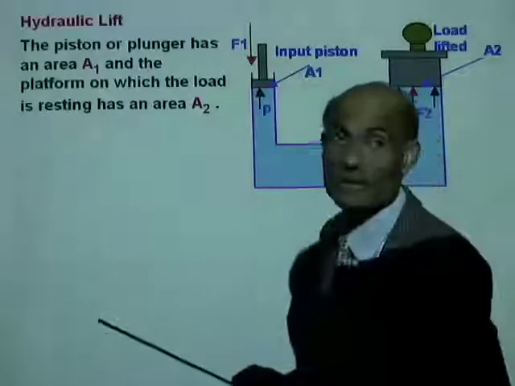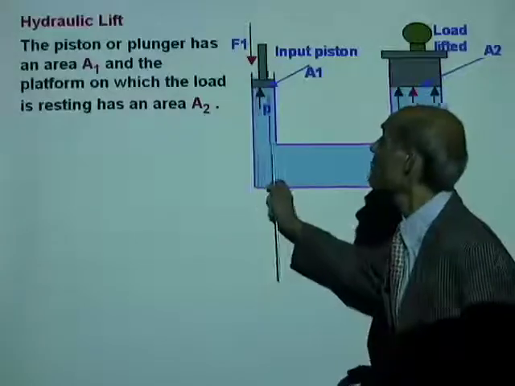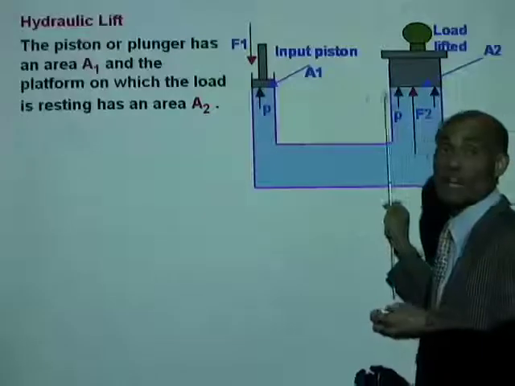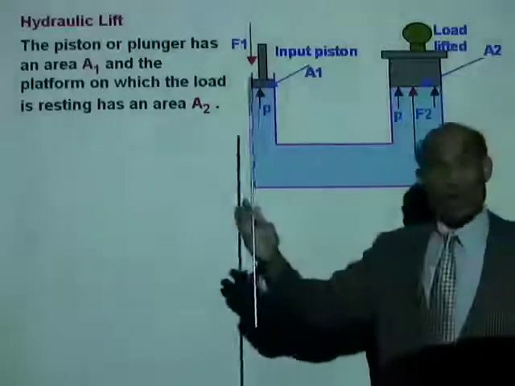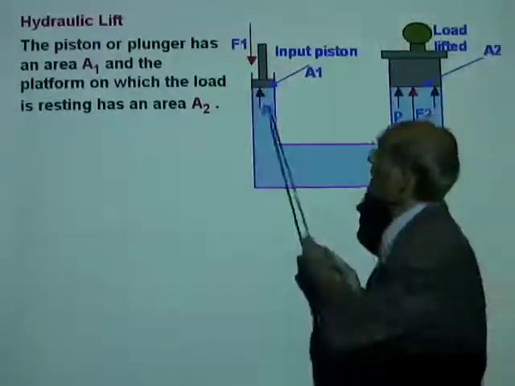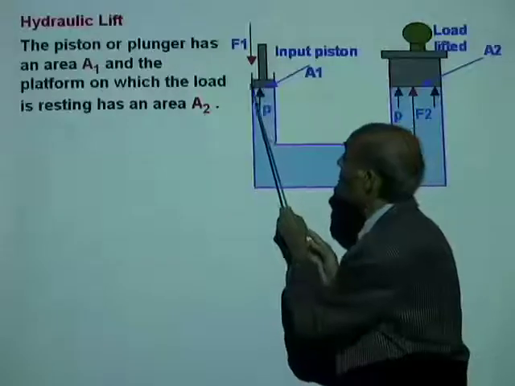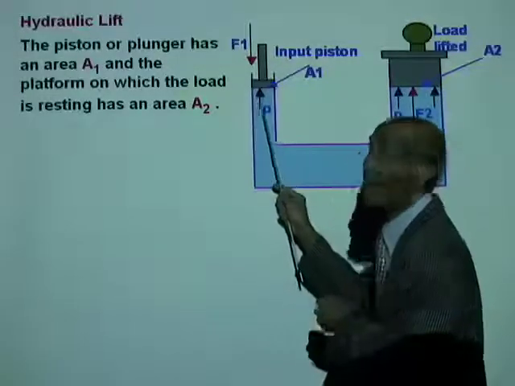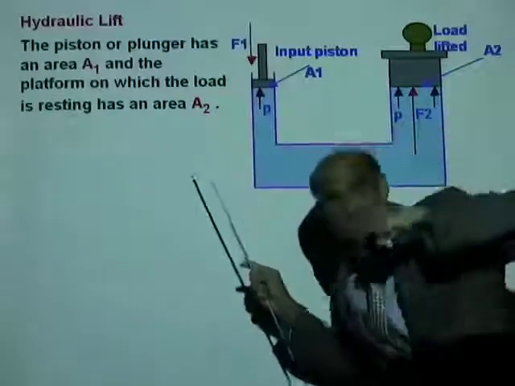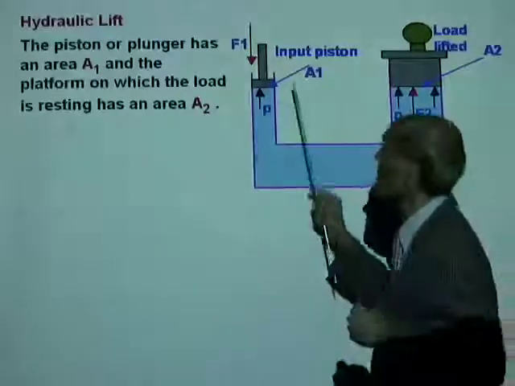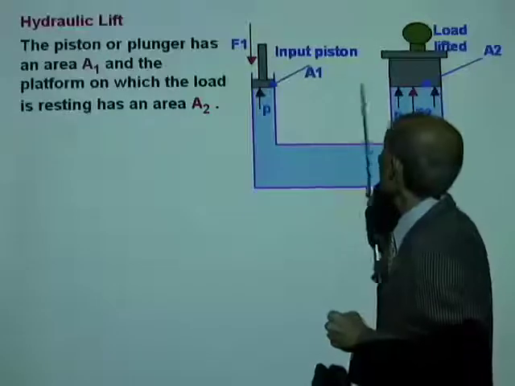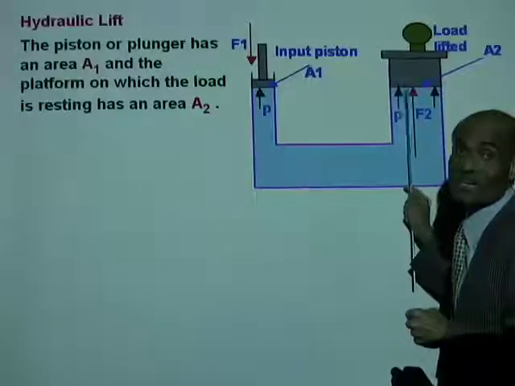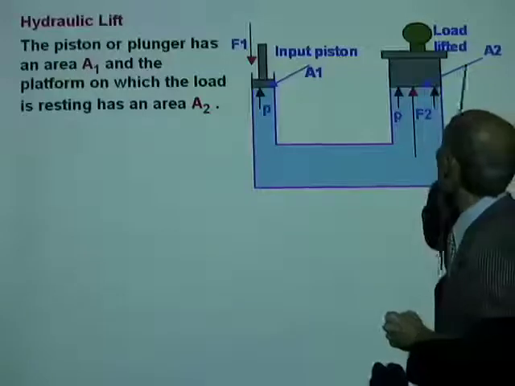So once again, there are two limbs for the container. One is a narrow limb and the other is a broad limb. In the narrow limb, you have a piston which has an area A1. You can also call it a plunger. You can apply a force on it. So this has an area A1, and the platform on the other side has an area A2.